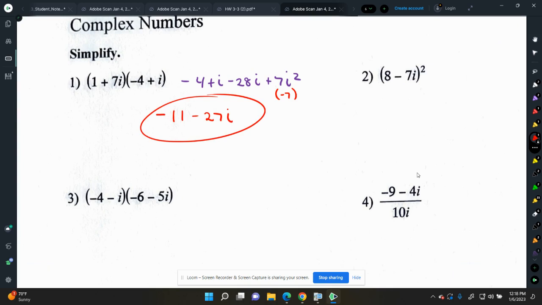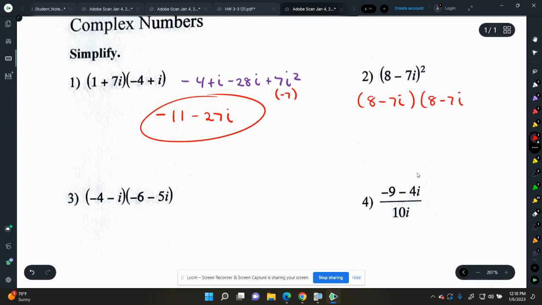Okay, so we're going to write this one out as 8 minus 7i times 8 minus 7i. Okay, if you can do it without doing that, that's great. I love it. Okay, let's FOIL it. So we get 64 minus 56i minus 56i again, plus 49i squared.